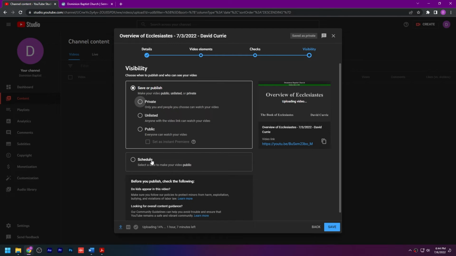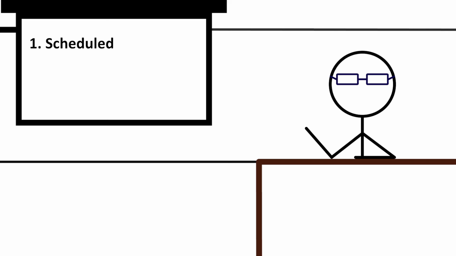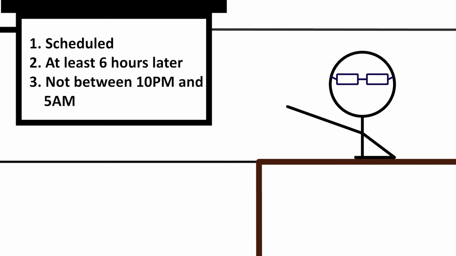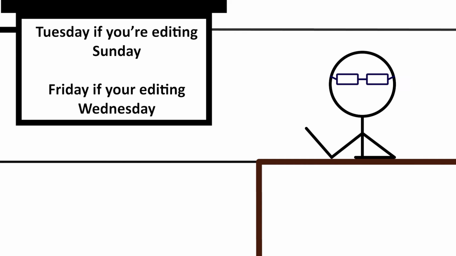Make sure visibility is set to Scheduled, and that the publication time is at least 6 hours later. That said, ensure it is not set after 10 p.m. or before 5 a.m. Afternoon services and Wednesday nights are where you really have to watch this. I recommend setting it at 5:30 the following Tuesday or Friday, even if it is not one of those two services, but especially if it is.